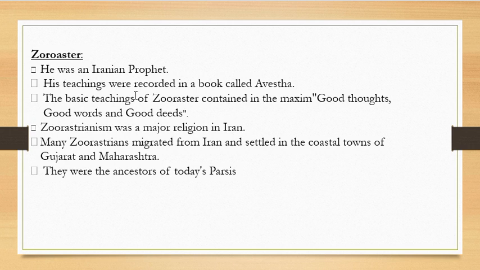So apart from this, another important thing which the chapter tells us about is Zoroastrianism, or Zoroaster. Who was he? So he was an Iranian prophet, and his teachings were recorded in a book called Avesta. And his basic teachings included three things, that is good thoughts, good words, and good deeds. Okay, so these were the basic teachings. So Zoroastrianism became an important religion in Iran, and many Zoroastrian followers migrated from Iran and settled down on the coast of Gujarat and Maharashtra, who later on became Parsis. Okay, so they are Parsis, you can say.